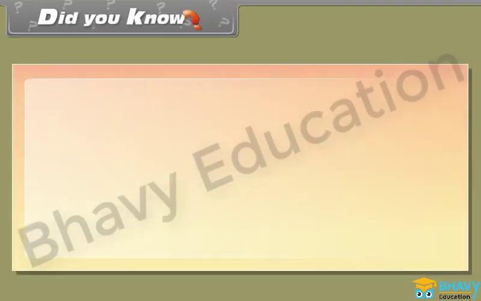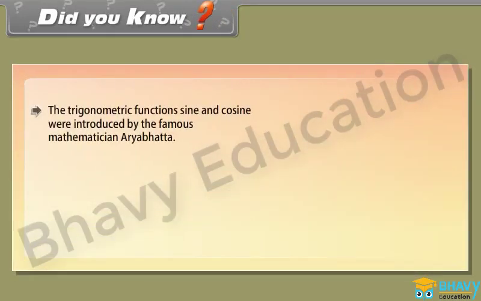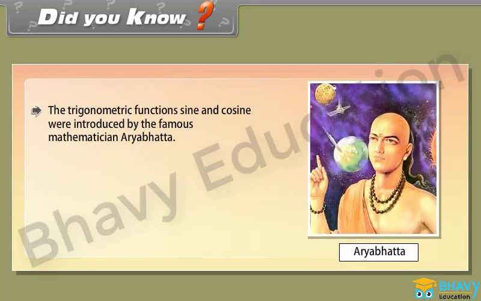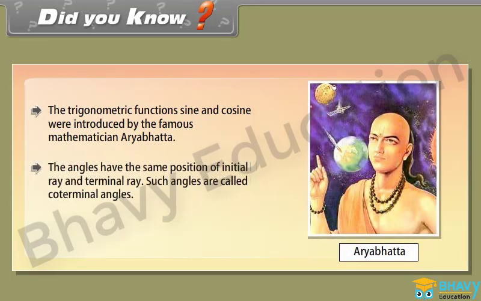Did you know? The trigonometric functions sine and cosine were introduced by the famous mathematician Aryabhata. Angles that have the same position of initial ray and terminal ray are called coterminal angles. Sin, cos and tan are not multipliers.